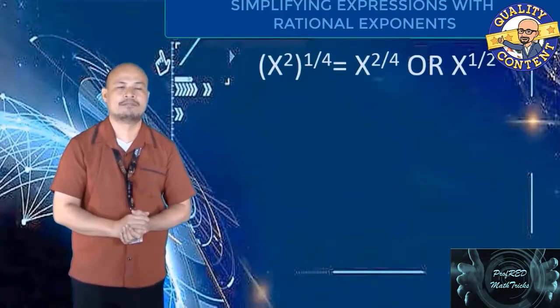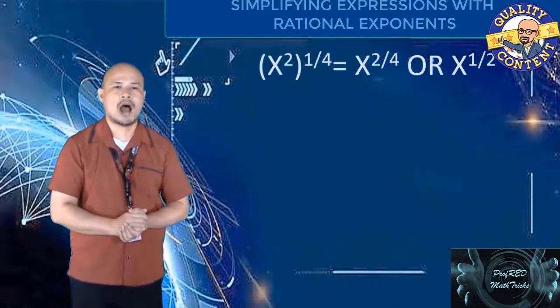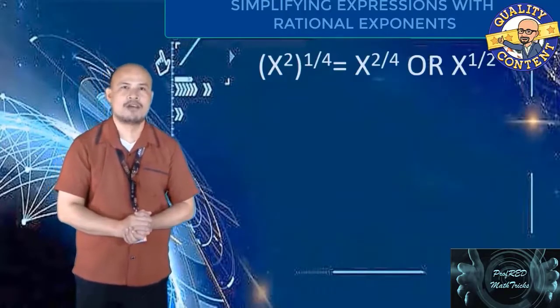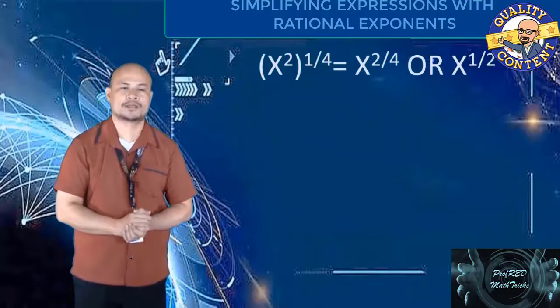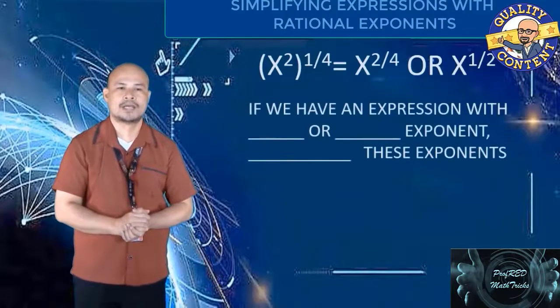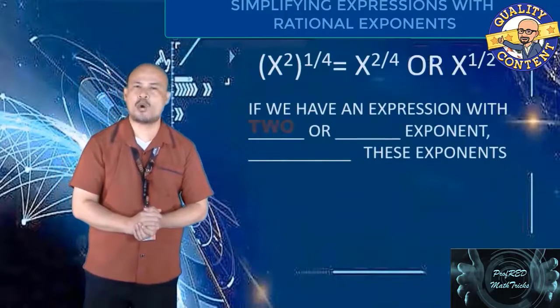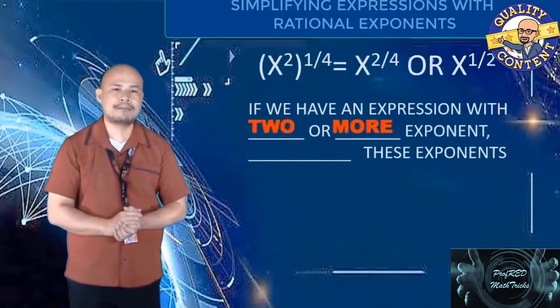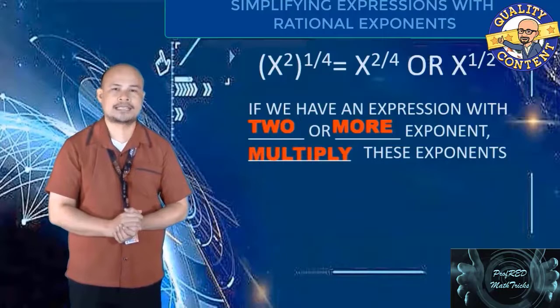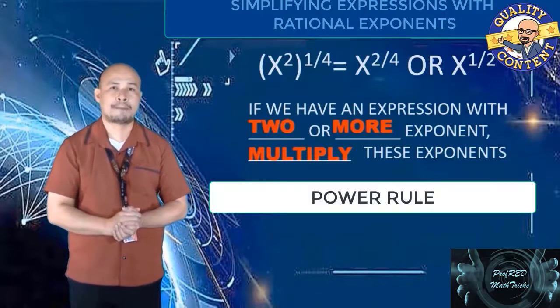How many bases do we have? How many exponents do we have? What if we have 3, 4, 5 exponents? What did we do with the exponents? If you have an expression with 2 or more exponents, simply multiply these exponents. This is called the power rule.